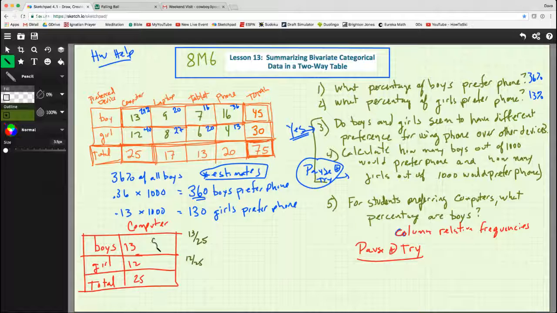And so this is 52%. And 12 over 25 is 48%. So of students preferring computers, about half of them are boys and half of them are girls, because here we're just looking at this population. Okay, very good.